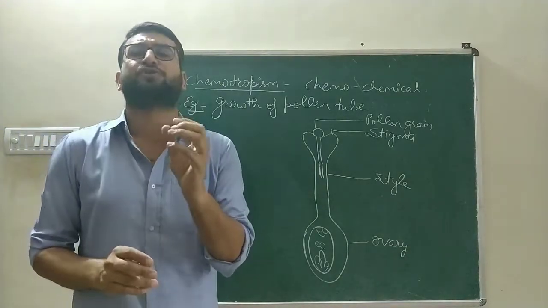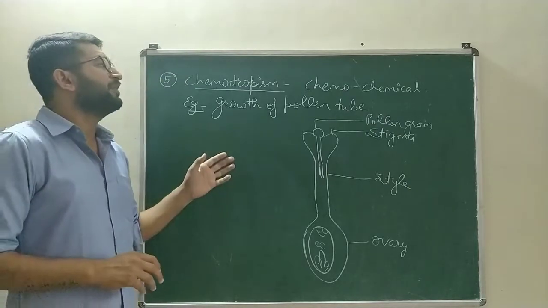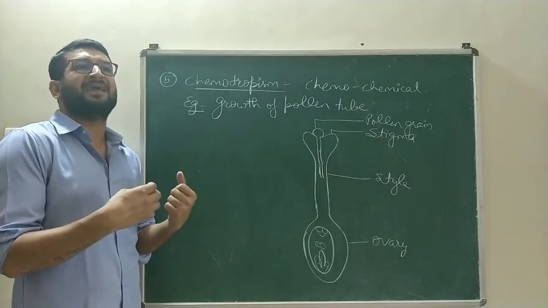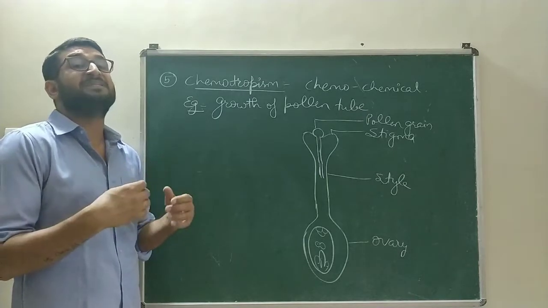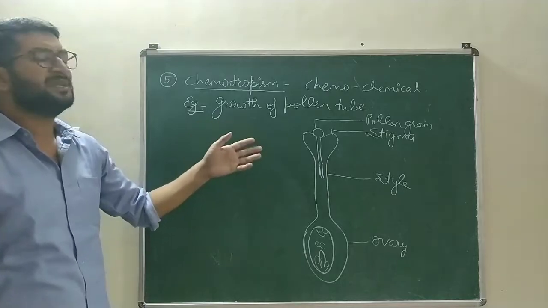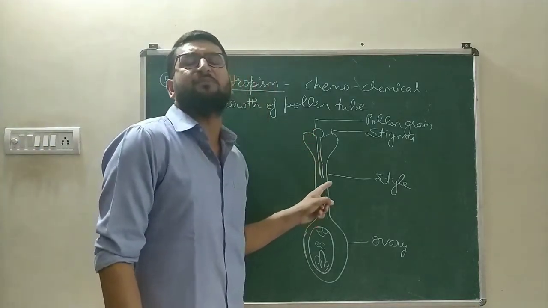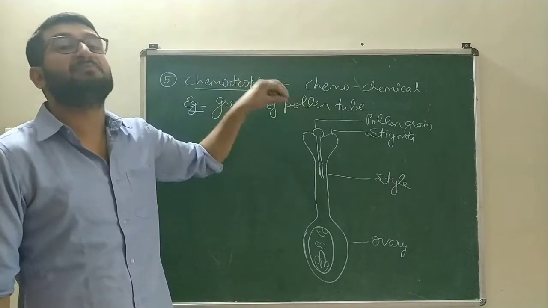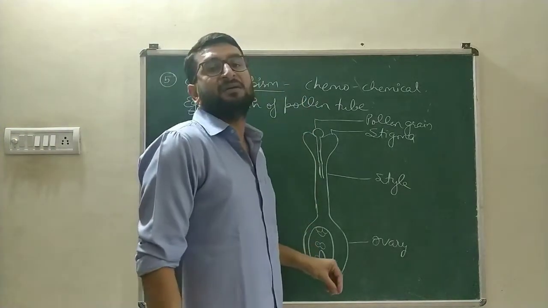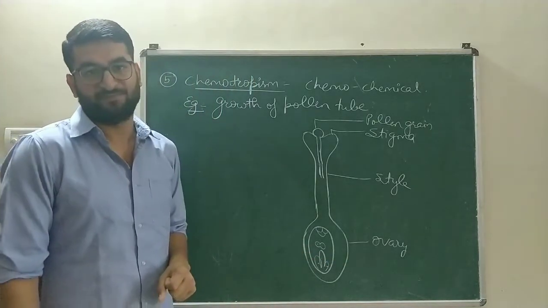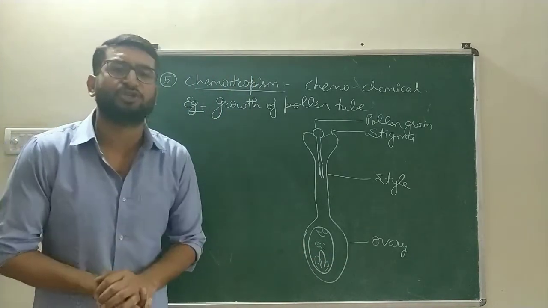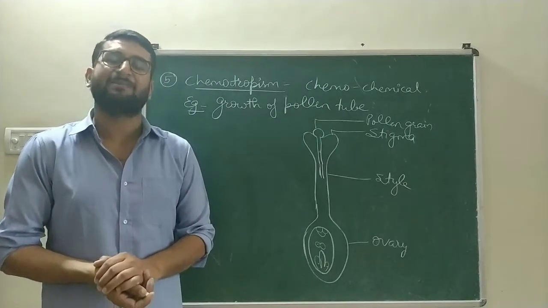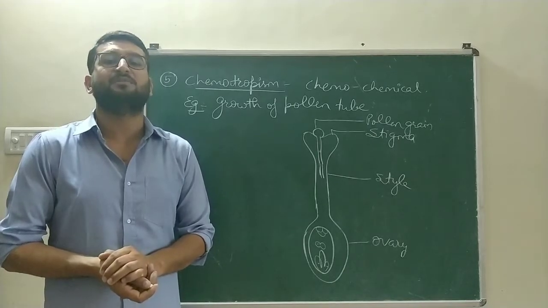It's a very important question for your board exam. What is the example of chemotropism? How in plants is reproduction completed with the help of chemotropism? So the answer is the growth of the pollen tube from the pollen grain, so that the male nuclei can reach up to the egg, is due to chemotropism. So the growth of the pollen tube from the pollen grain when pollen lies on the stigma is because of a chemical, and that is known as chemotropism.